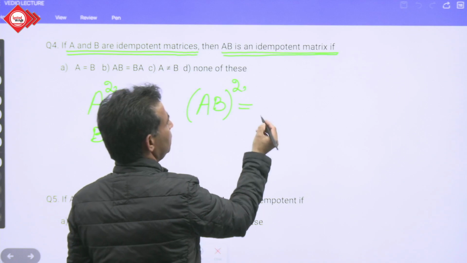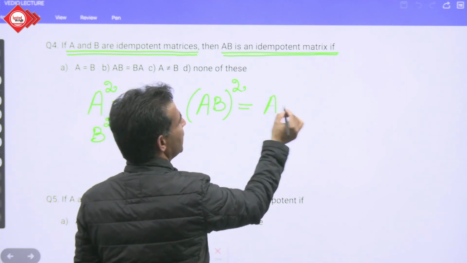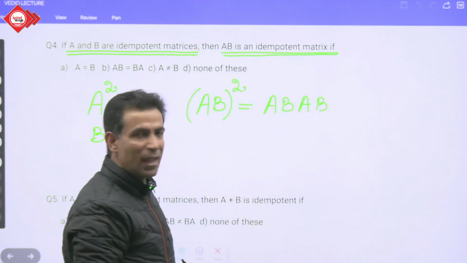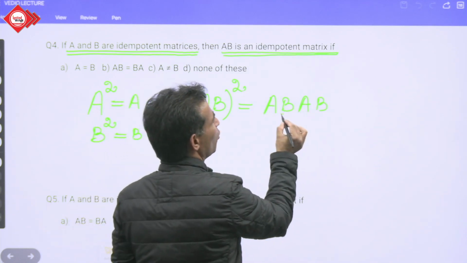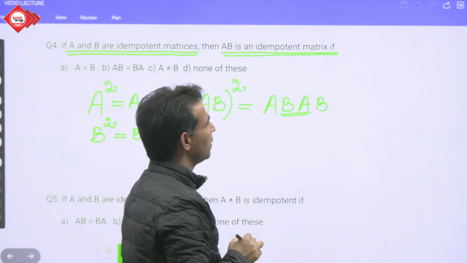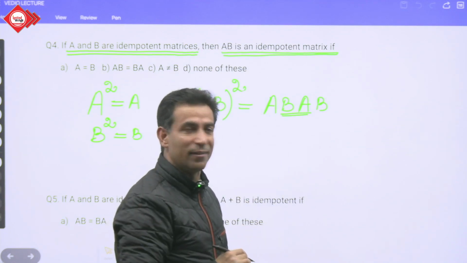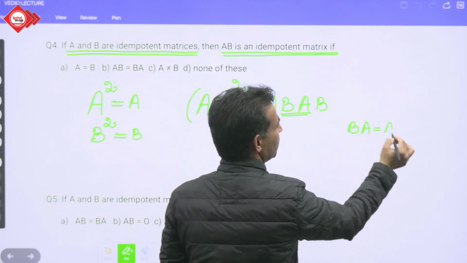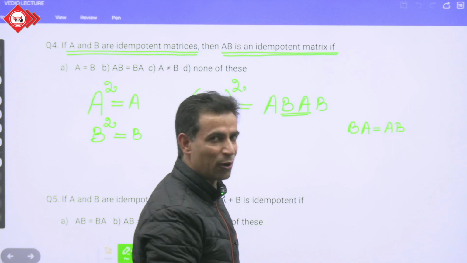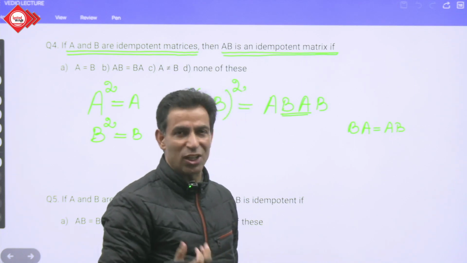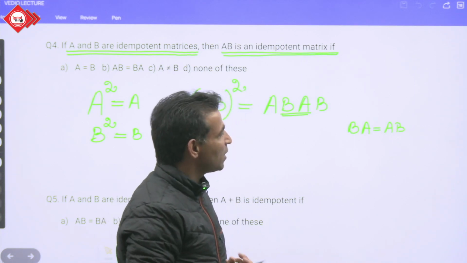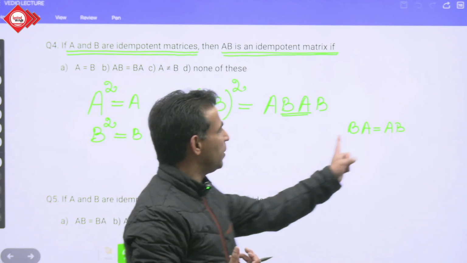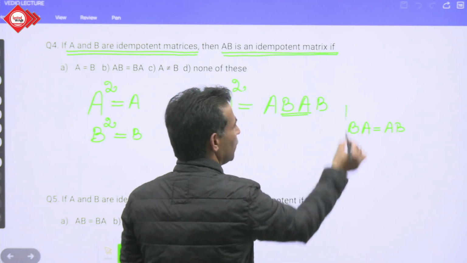Now AB whole square means that you have to multiply AB 2 times. If possible, suppose this matrix BA is equal to AB. If possible, suppose. We don't know whether it is or not, because matrix multiplication is not commutative in general, so we can't say that BA is equal to AB. For the sake of convenience, we take BA to be equal to AB. Let us see what will happen here.